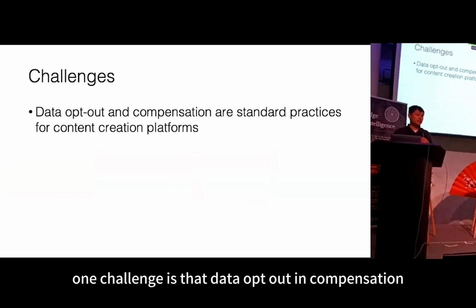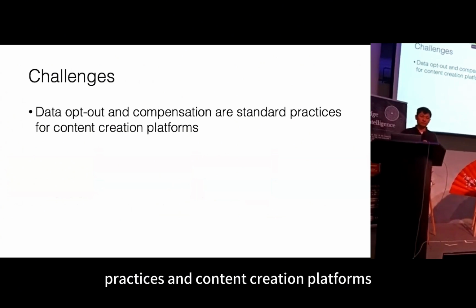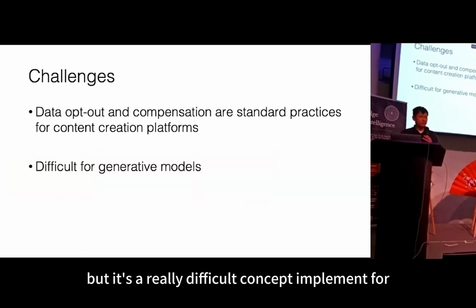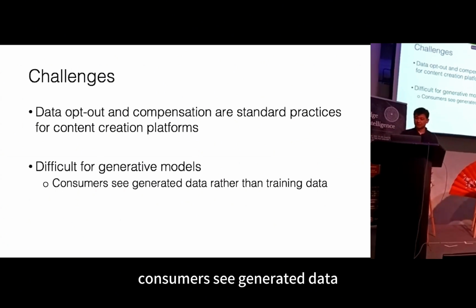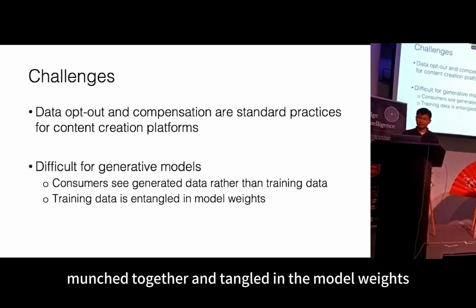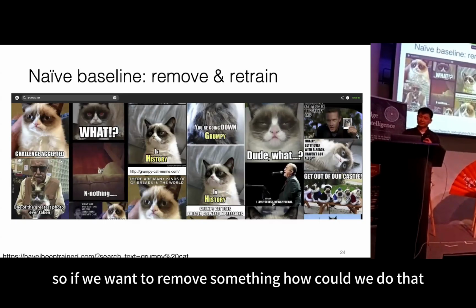Okay, so what can we do about this? Well, one challenge is that data opt-out and compensation are actually just standard practices in content creation platforms, for example, like a stock website. But it's a really difficult concept to implement for generative models because consumers see generated data rather than training data. And training data is, of course, munched together and tangled in the model weights. So if we want to remove something, how could we do that?